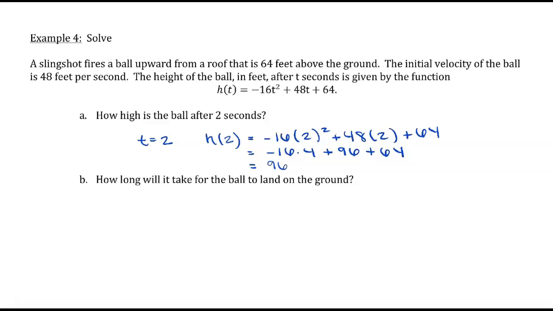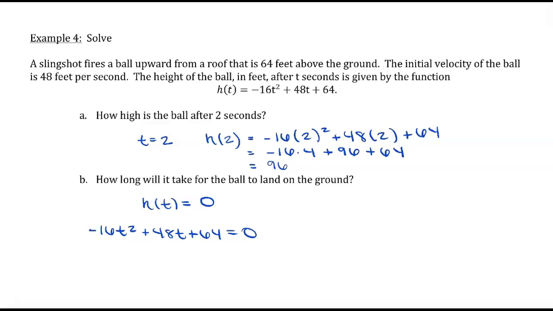So let's look at our second question. How long will it take for the ball to land on the ground? If the ball is landing on the ground, then it has a height of 0. That is, h of t is equal to 0. And we need to find the value of t for which h of t is equal to 0. Let's first substitute our function for its formula: negative 16t squared plus 48t plus 64 is equal to 0.